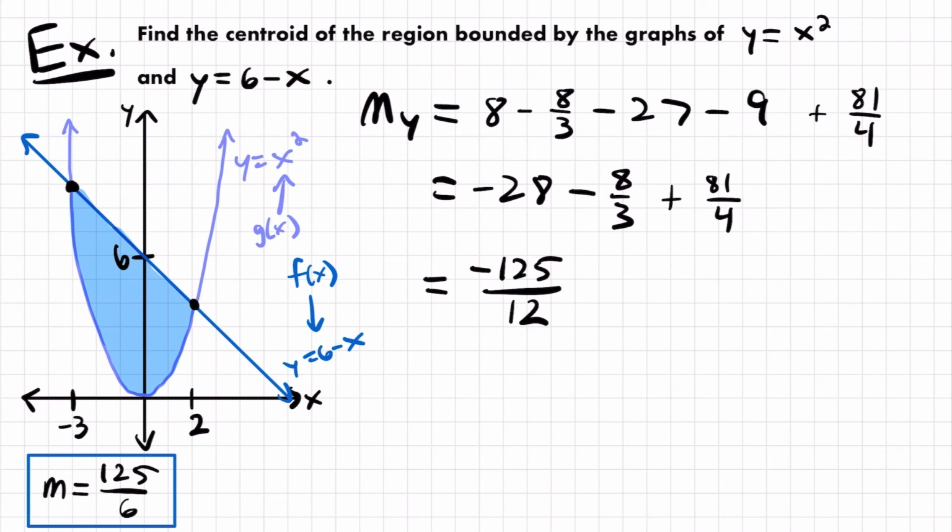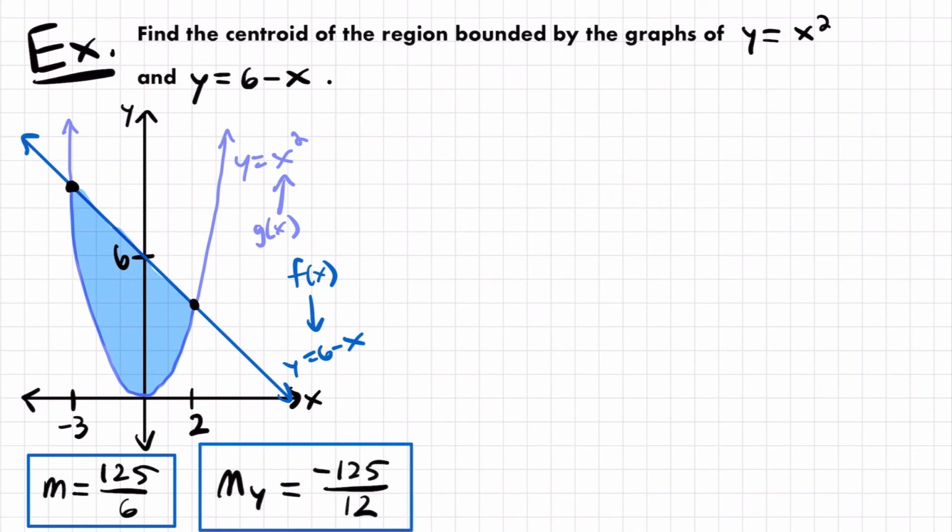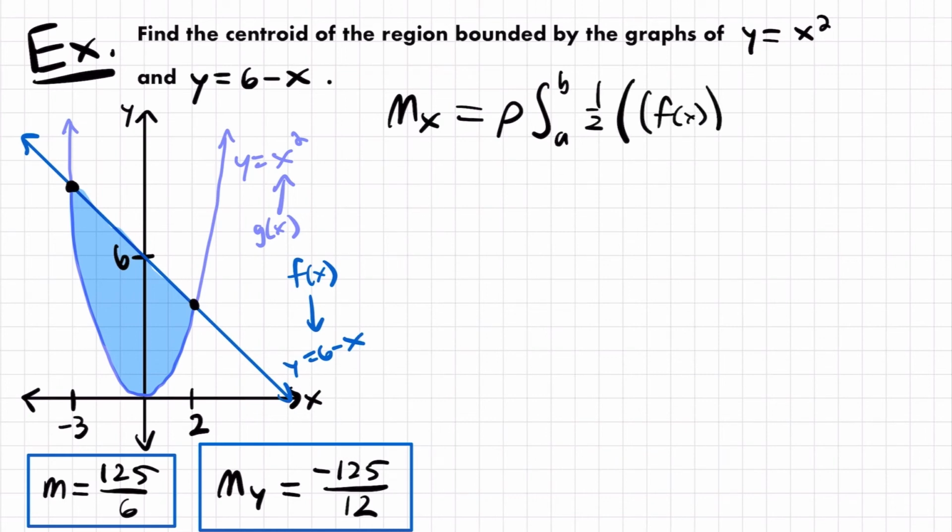And so if I clean up my work here, I have our moment about the y-axis down here, and so now all we need to calculate before we can find our center of mass is the moment about the x-axis. And so the moment about the x-axis is equal to the density times the integral from a to b of 1/2 times f of x squared minus g of x squared times dx. Okay, and so let's plug in everything we know. Once again, we can ignore the density. We're assuming it's equal to 1.